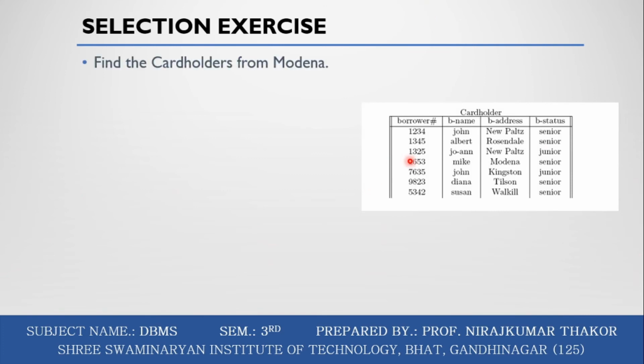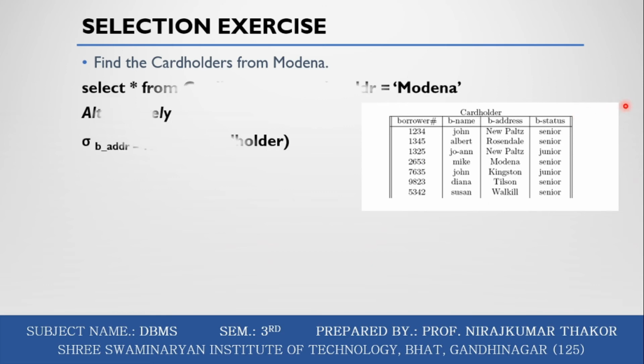Okay, now once again we have seen the second example. Okay, this is the card holder table. Here we have four columns: the borrower, borrower name, borrower address, and borrower status. Find the card holders from Modena. Okay, so here what will the first one, the MySQL syntax, be? Select star from card holder where B address is equal to Modena, and the relational algebra syntax: sigma B address is equal to Modena, and the table name is card holder.